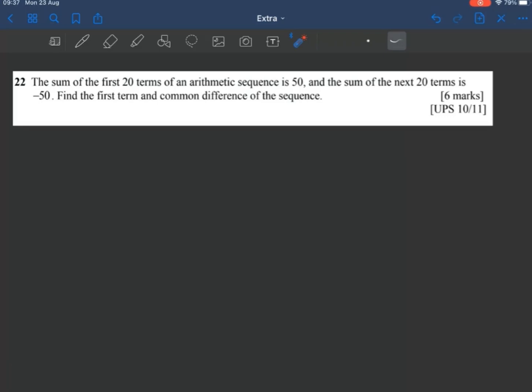Okay, kita tengoklah soalan ni. Soalan 22. Boleh baca dulu, fahamkan apa benda dan fikir dulu apa benda yang kita ada, apa yang kita nak cari. Obviously kita nak cari find the first term and the common difference. Senang je nak cari A dengan D. Tapi apa yang kita ada? Okay, cuba fikir dulu. Sama konsep dia dengan soalan yang kita baru buat tadi.